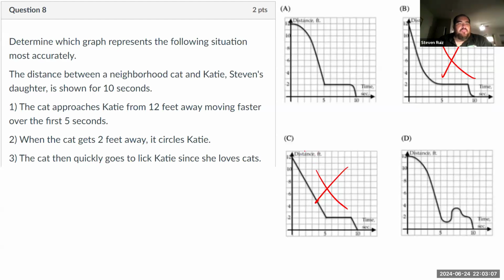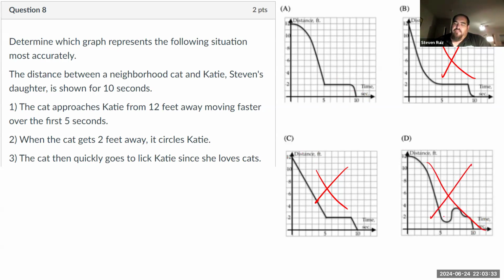Okay, good. When the cat gets 2 feet away, it circles Katie. So when the cat is 2 feet away, it's going to walk a circle around Katie. What does that do for the distance away from Katie? Well, if it's a circle, that distance is going to remain constant. So because of that, I think A makes sense, but I don't believe D works anymore.